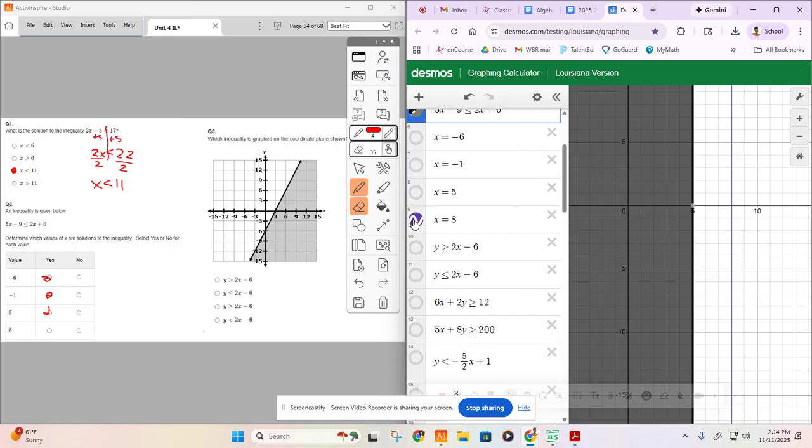And then finally, when x equals 8. X equals 8 is not in the shaded region, so it is not a solution.